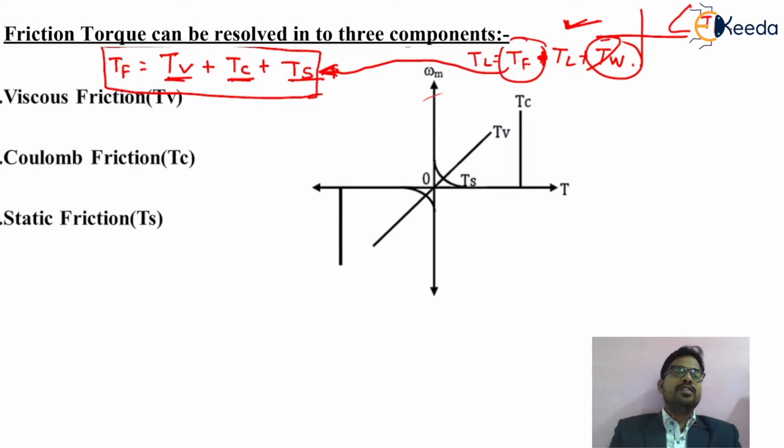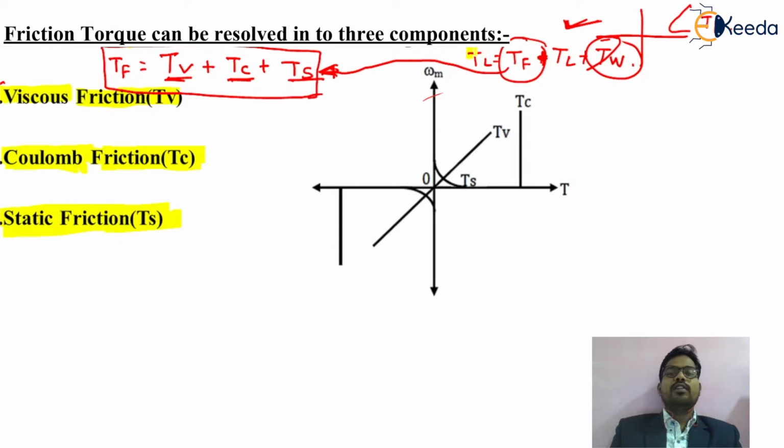The first is called the viscous friction torque. The second is Coulomb's friction torque, which will be indicated by TC. And the third type of torque is called the static friction torque. Again I am repeating, because it is a very important concept.